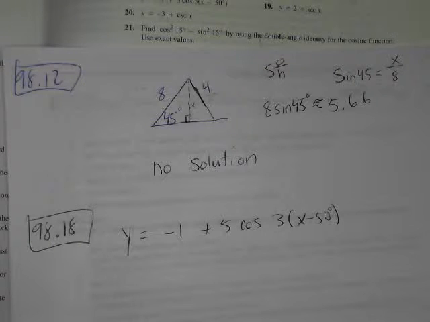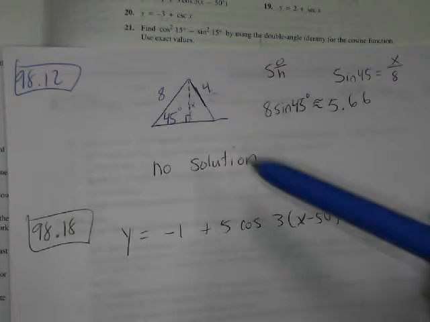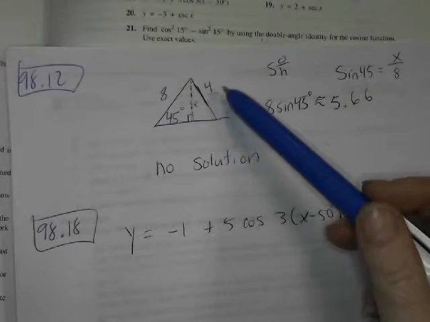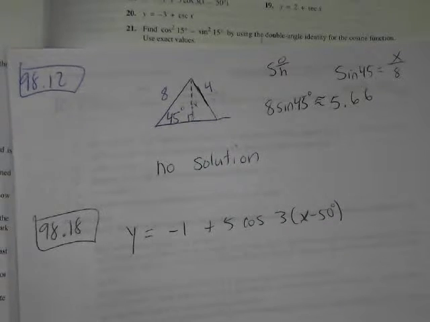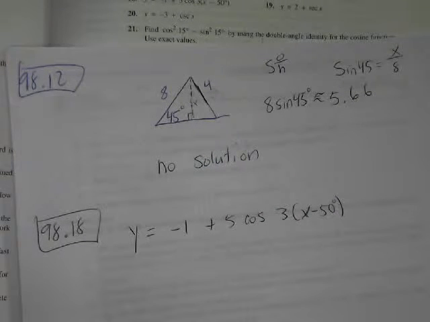Okay, this is lesson 98, number 18. In case you missed number 12, we found out that the answer was no solution because our opposite side was shorter than the height. Okay, so here's number 18.